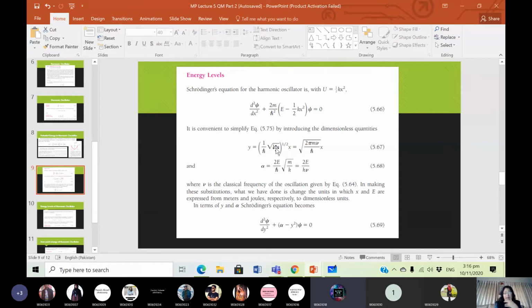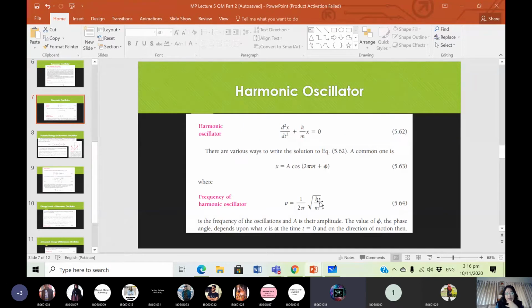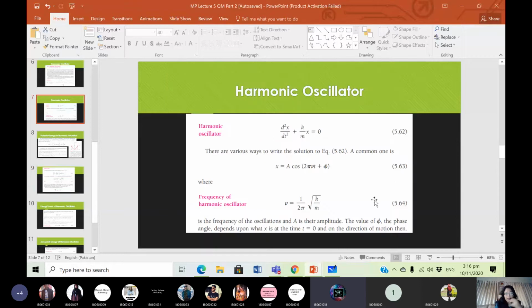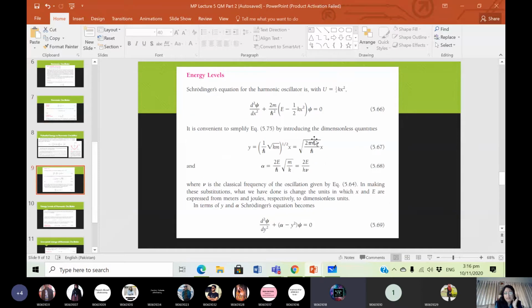Square root of k times m: instead of square root k, we put omega. So eliminating k, we will put the value of k into this equation. Square root k will be 2 pi f times square root m, right? So we put that value in here instead of square root k. Then we will get something that looks like this, okay?